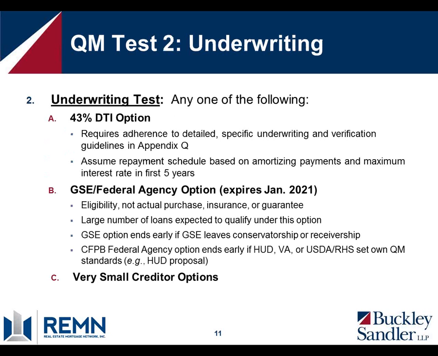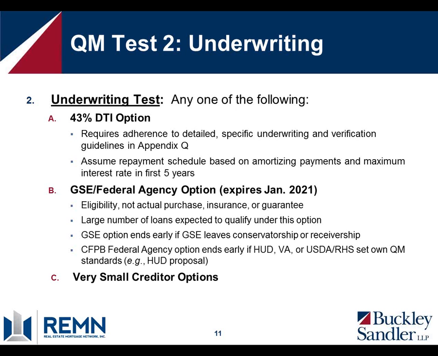All right, test 2 is the underwriting test. And what's important to note here is it is any of these following items. A, B, and C are not all things you have to meet. You have to meet either A, B, or C. So the first is the 43% debt-to-income option.